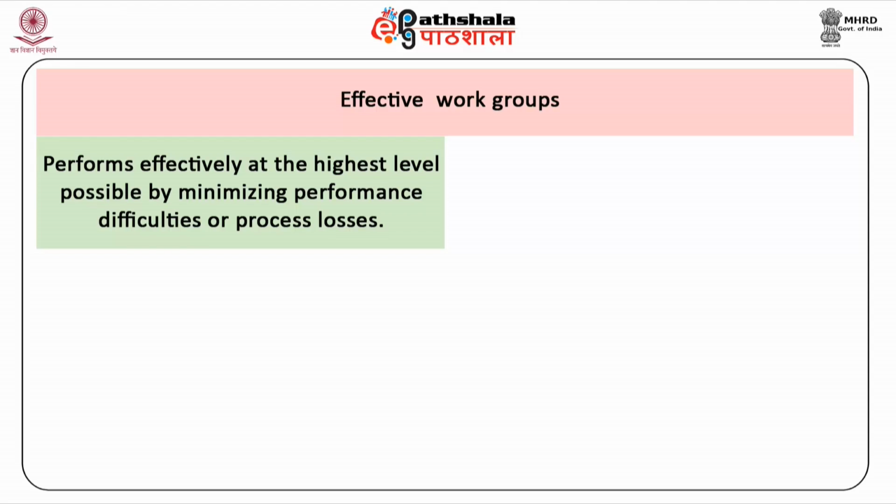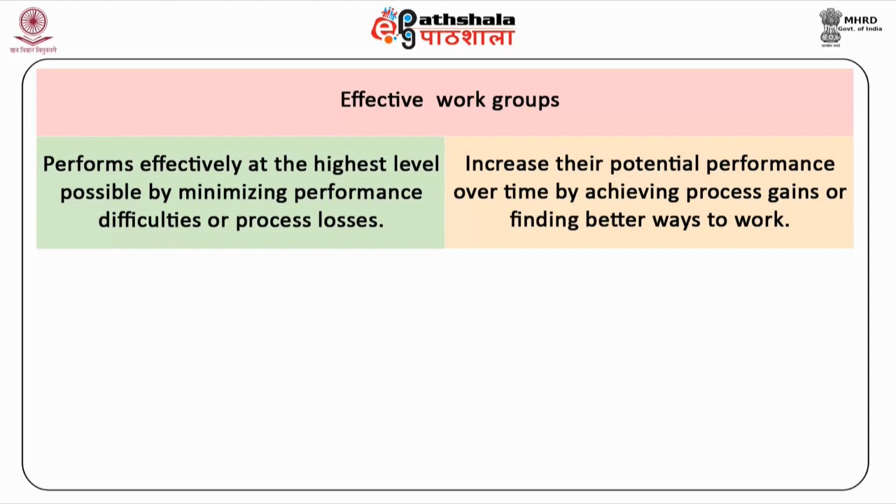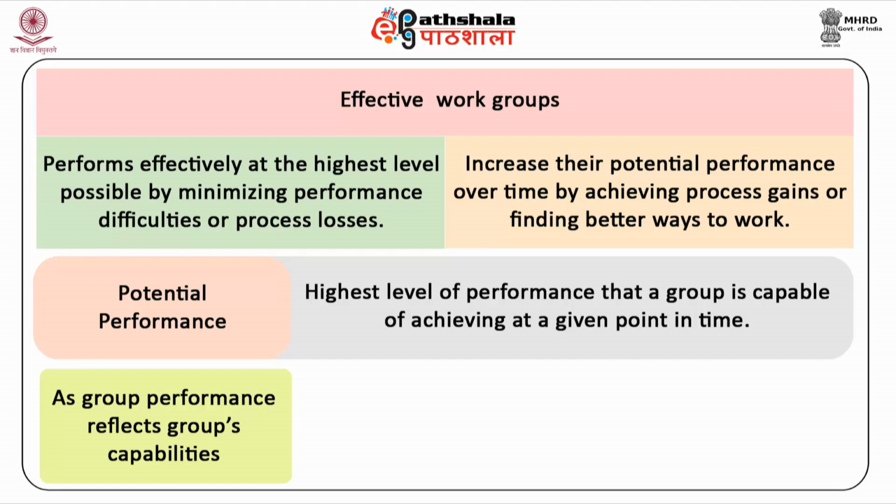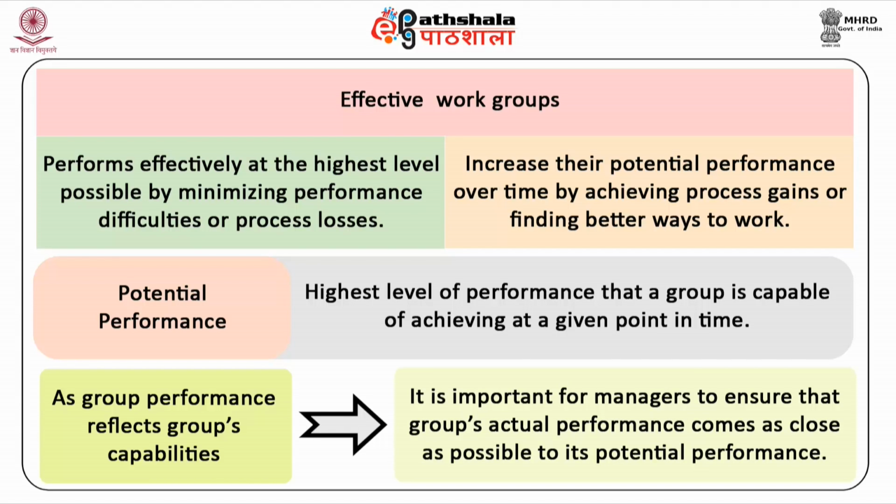Also, effective work groups increase their potential performance over time by achieving process gains, or finding better ways to work. Potential performance is the highest level of performance that a group is capable of achieving at a given point in time. As group performance reflects groups' capabilities, it is important for managers and work groups to ensure that the group's actual performance comes as close as possible to its potential performance.